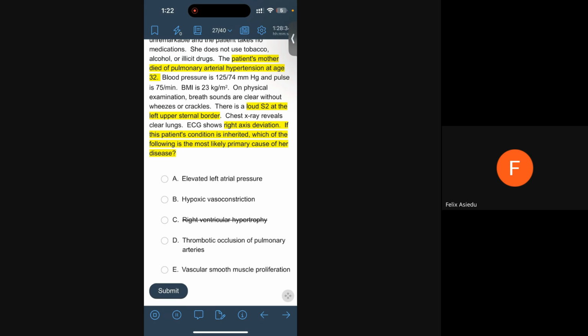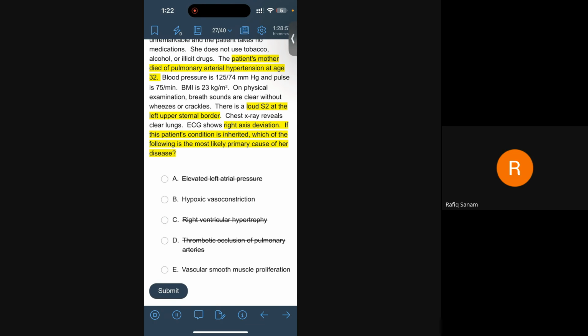Okay, elevated left atrial pressure. Is elevated left atrial pressure present here? No. Is the diagnosis here pulmonary embolism or pulmonary hypertension? It is pulmonary hypertension, right? Pulmonary hypertension. Yeah. So D is not the answer. So what will be the answer?